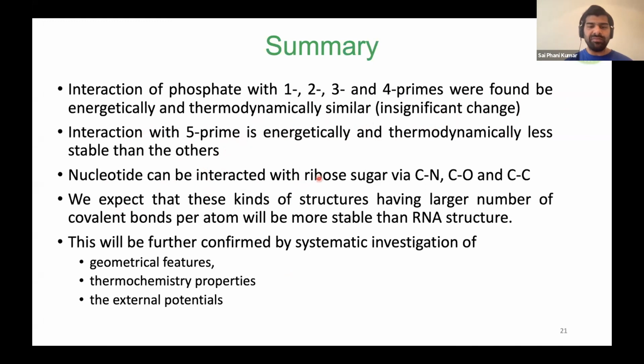The nucleotide can interact with ribose sugar via CN, CO, and CC interactions. These are the three types of bonds which could be formed and explored. We expect that structures having a large number of covalent bonds per atom will be more stable than the existing RNA structures, which is worth exploring. This will be further confirmed by a systematic investigation of geometrical features, thermochemistry properties, and the external potentials.